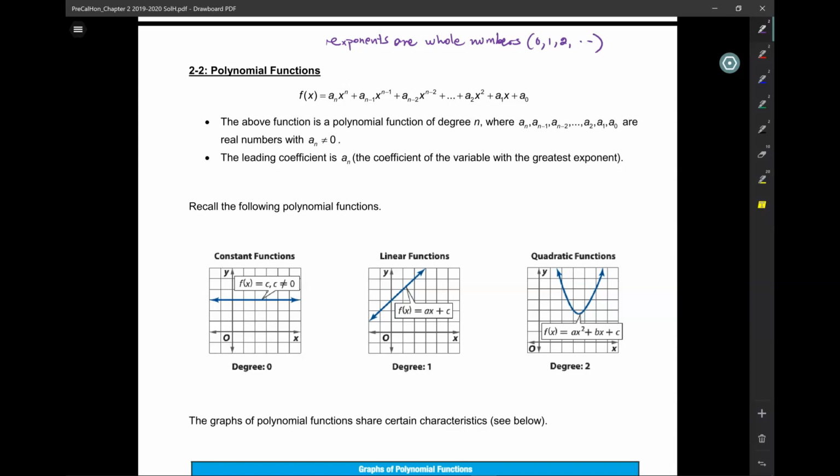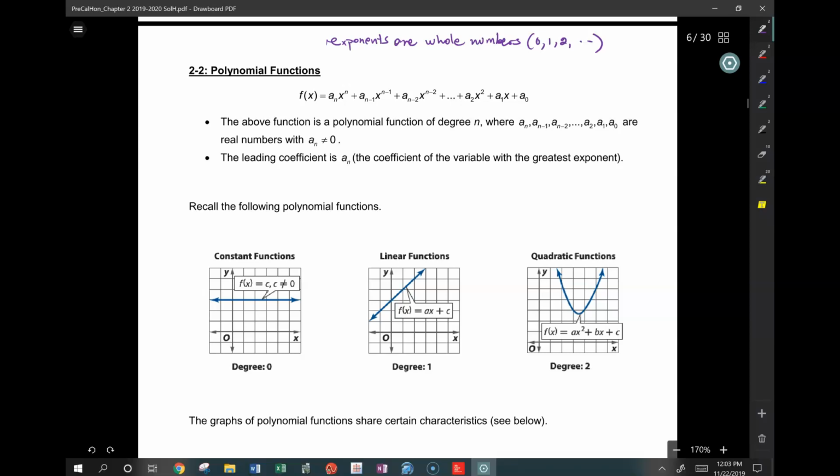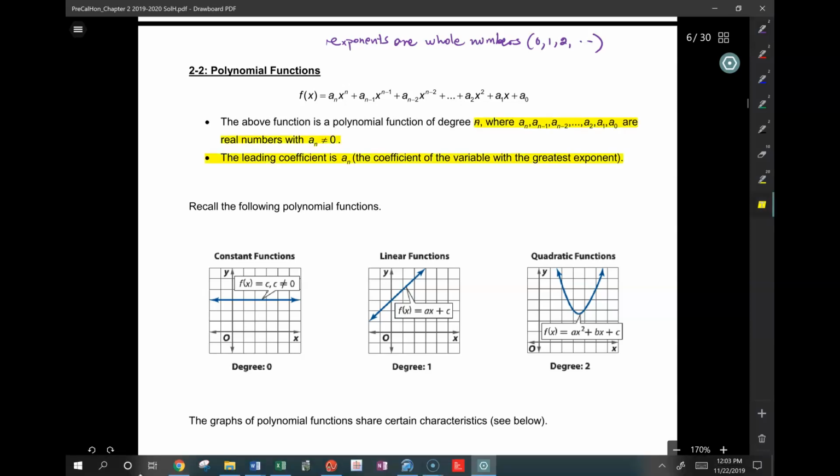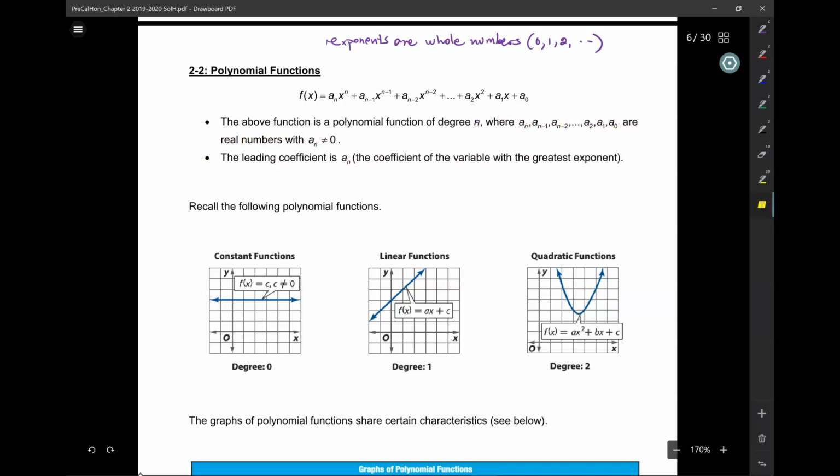And so you can have x to the n, where n is a whole number, and then each of the terms has a coefficient, right? And that's any real number. It could be 1, -5, 2/3, √7, whatever, any real number. There is no restriction or no requirement that it has to be rational or integer or whatever, okay? The above function is a polynomial function of degree n, right? And you remember degree is the what? It's the highest exponent in the polynomial function.